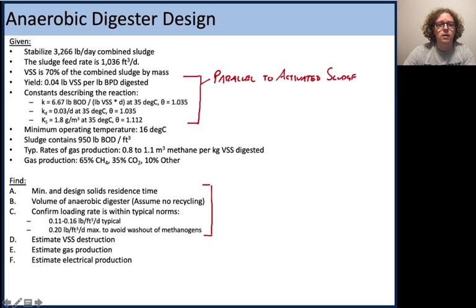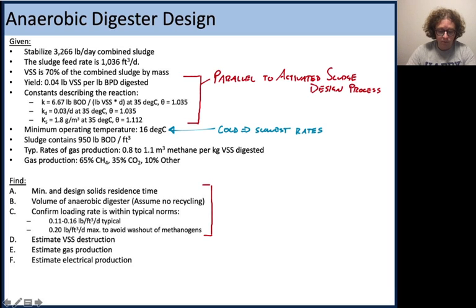What I want to point out here in red is that this is a microbially mediated problem. We're designing a reactor to make sure those microbes, the methanogens in this case, have time to complete the processing that we'd like them to complete. And this very first part of the design problem is exactly parallel to the activated sludge process.